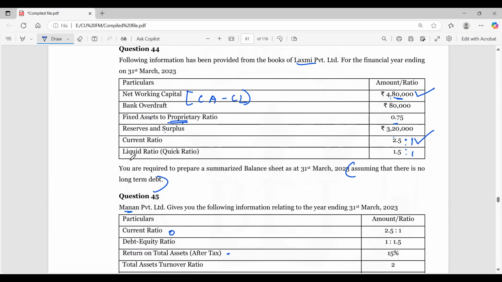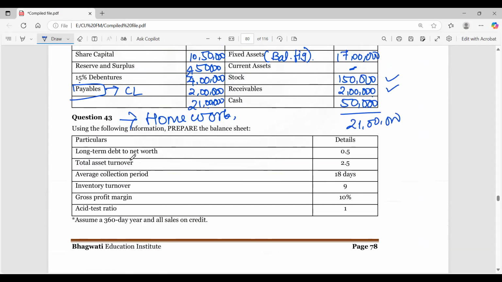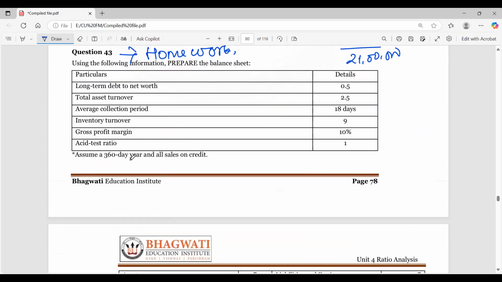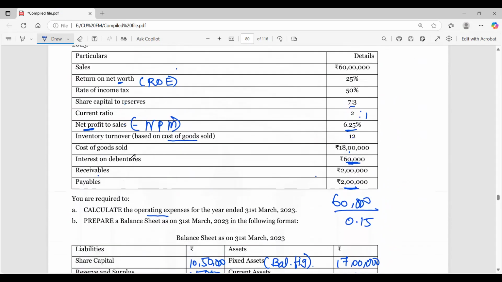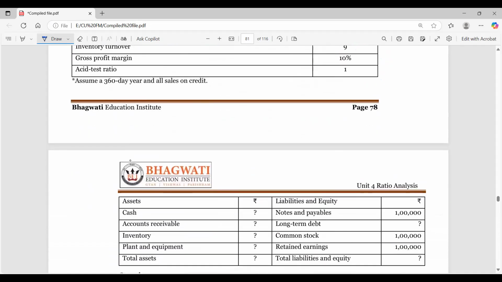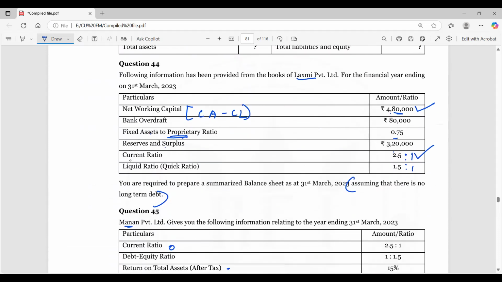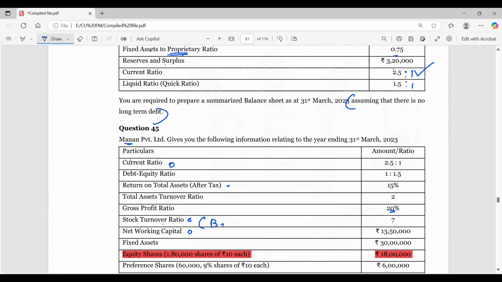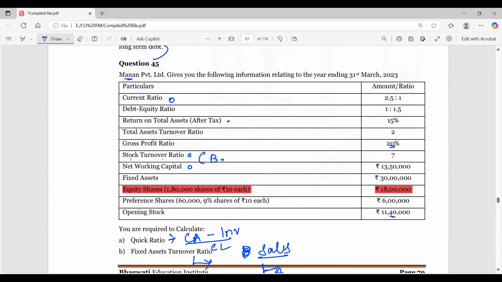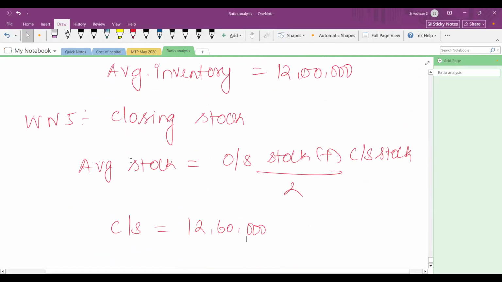Unless and until specifically mentioned, we take COGS. Which question did we take sales in? Based on COGS, they told us, so we took COGS. If nothing is mentioned, it is COGS. If it is specifically mentioned based on sales, then only we will take sales. Otherwise, we will take COGS only. We should not take sales unless it is specifically mentioned in the question. COGS is a better version of the formula. Clear? So far, any doubt in this?